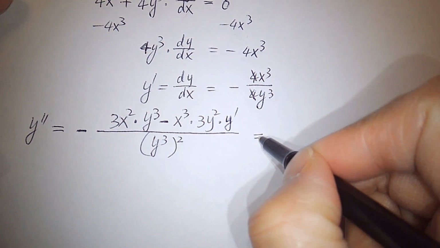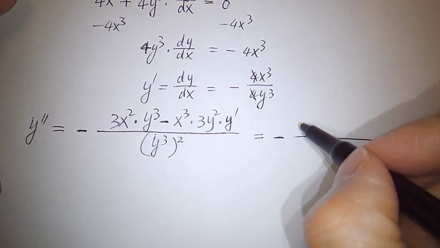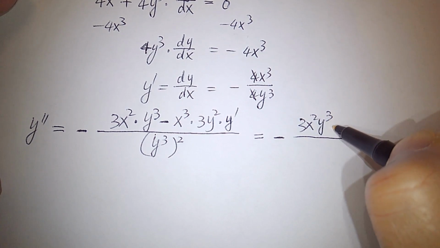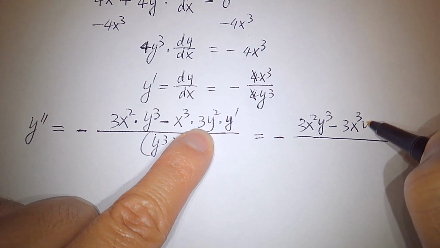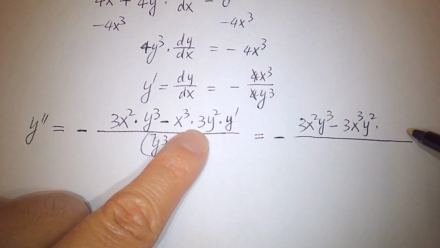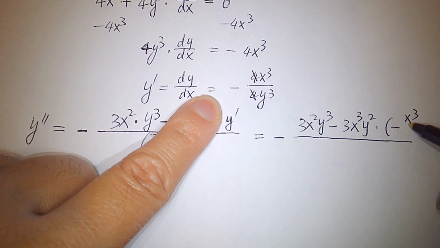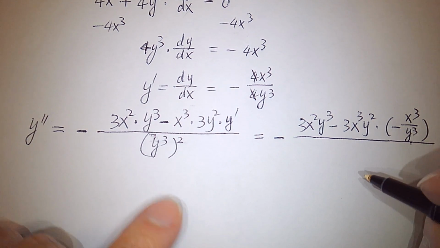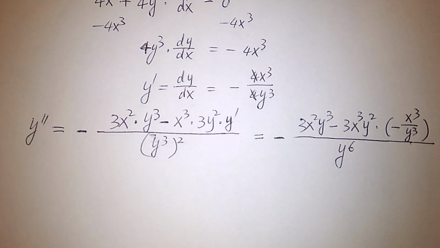So, okay, negative 3x squared y to the cube minus, this is 3x cubed y squared, right? I wrote the 3 in front, right? 3x cubed y squared times y prime. What is y prime? Negative x to the cube divided by what? y to the cube. You agree with me? And then what's y to the cube squared? y to the 6. Right?